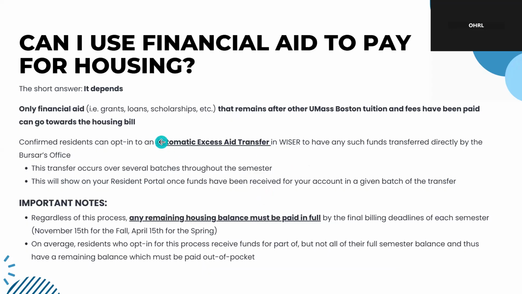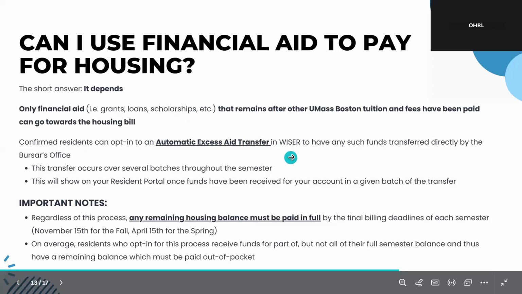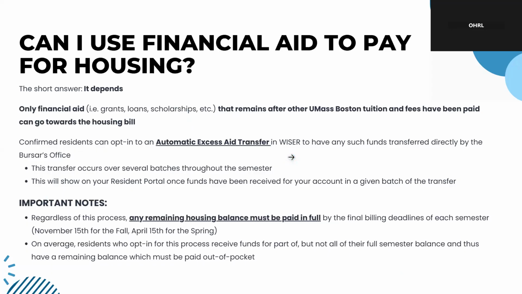One thing I should say, let's say you do have excess aid funds coming, but for whatever reason, maybe you missed the deadline, maybe you're just not into it, you don't sign up for the automatic excess aid transfer. In that case, any refund that you're due here from that, quote unquote, excess aid amount would be issued to you as a refund check from the bursar's office. That might come to you through direct deposit if you have that set up in Wiser, or a physical check mailed to you. You are welcome to use those funds to make a payment for your on-campus housing bill. Just because it wouldn't be automatic, you would have to deposit those funds and make a payment. So it's a little more indirect way that you can use financial aid funds to pay for housing.